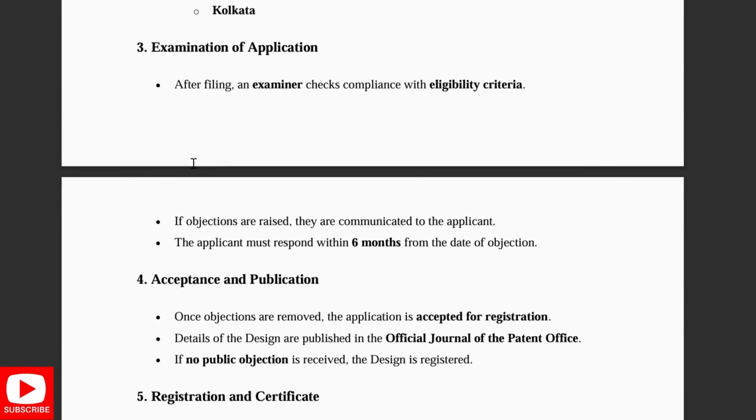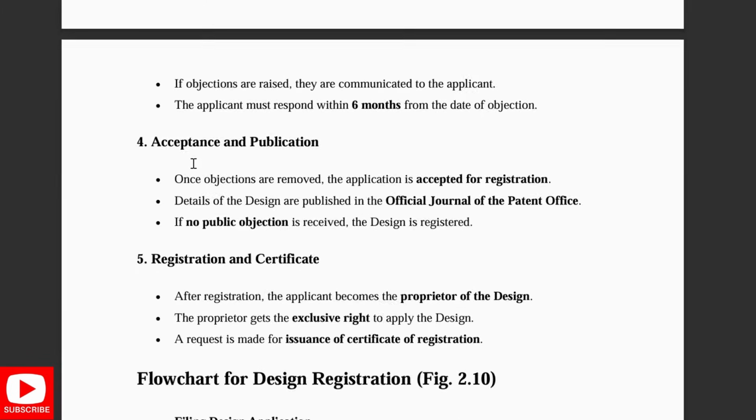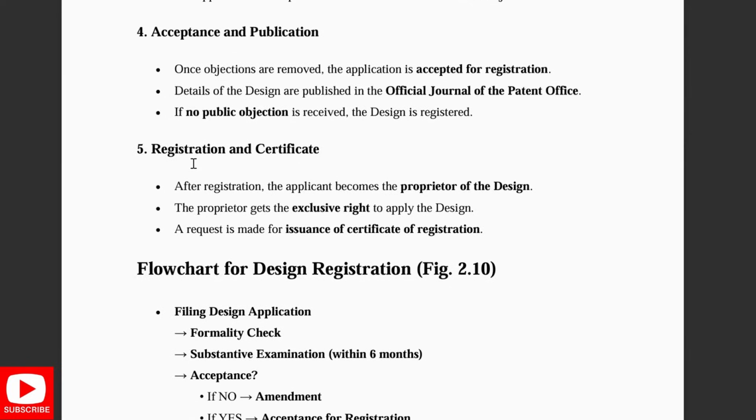Then examination of the application. After filing, an examiner checks compliance with the eligibility criteria. If any objection is raised, it is communicated to the applicant. The applicant must respond within 6 months from the date of objection. Next is acceptance and publication. Once the objections are removed, the application is accepted for registration. Details of the design are published in the official journal of the patent office. If no objection is received, then the design is registered.